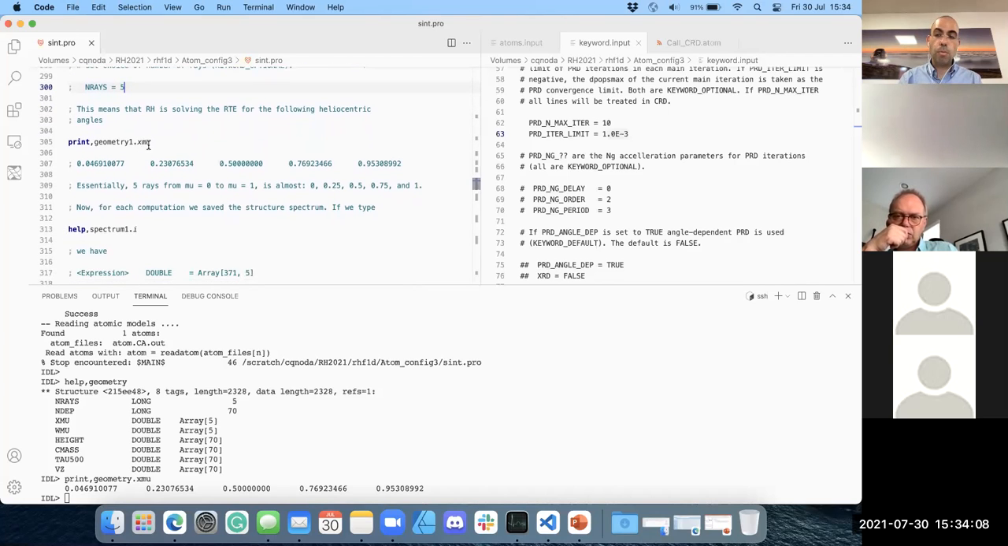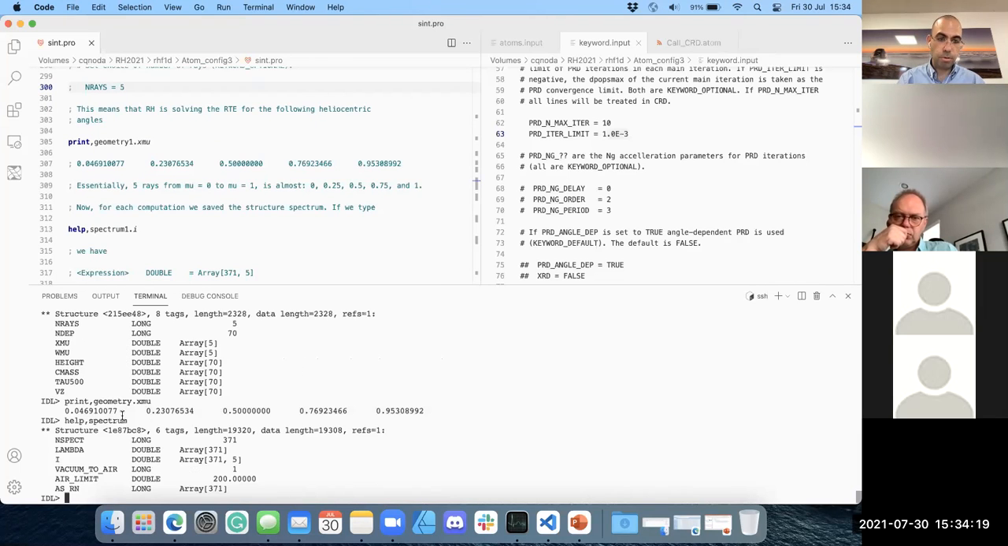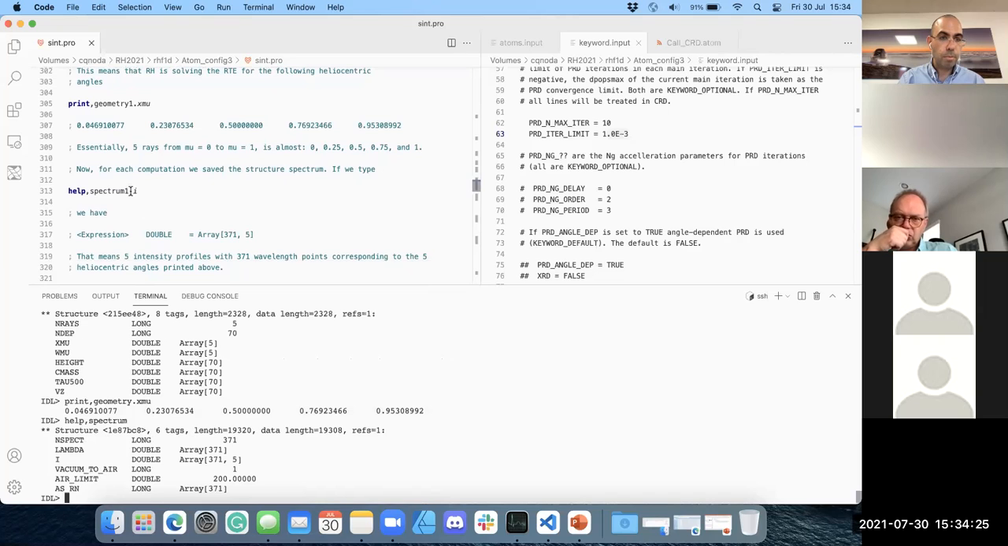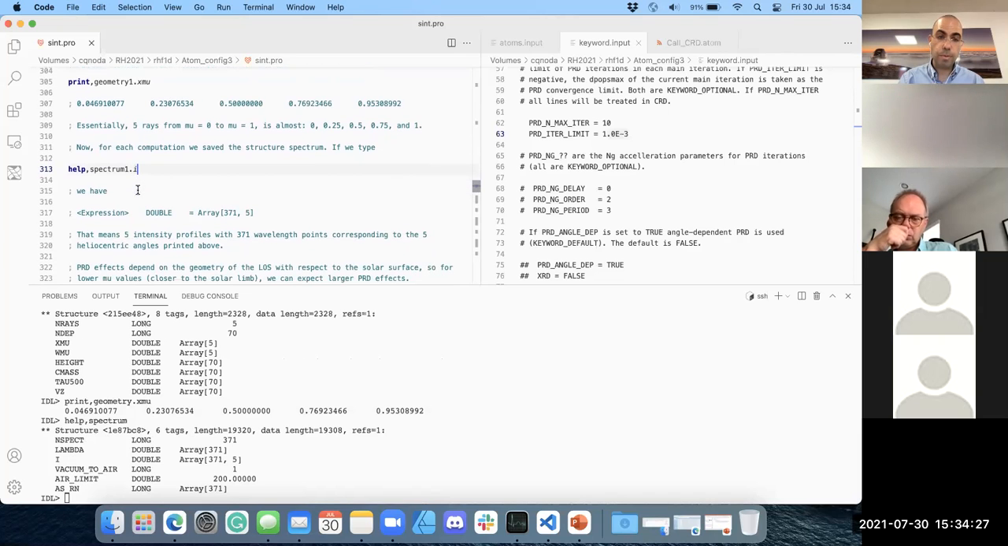Okay, so where are those 5 intensity profiles? So they are in spectrum. Okay, so if you type help spectrum, there's also a lot of things, and we have here I. Okay, so if you type help spectrum.I, you will see that it's an array of 371 times 5. So these 5 are the 5 rays that are computed at these 5 heliocentric angles.